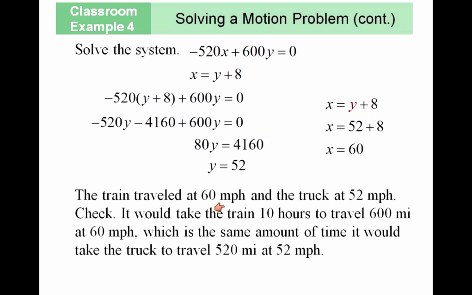So the train travels at 60 miles per hour, don't forget the unit, and the truck at 52 miles per hour. So we can check the answer. It would take the train 10 hours to travel 600 miles at 60 miles per hour, which is the same amount of time it would take the truck to travel 520 miles at 52 miles per hour.